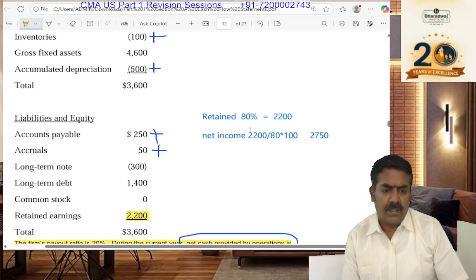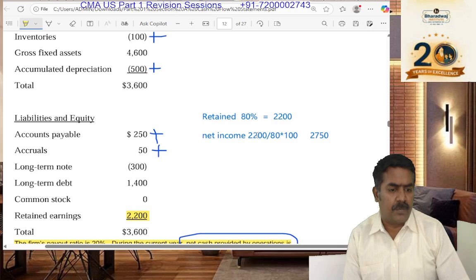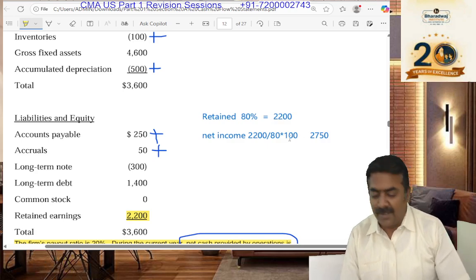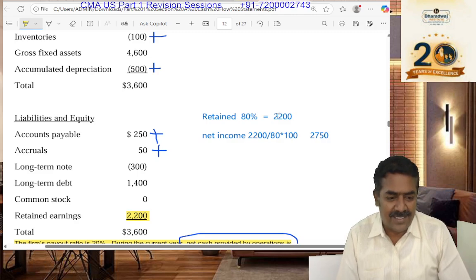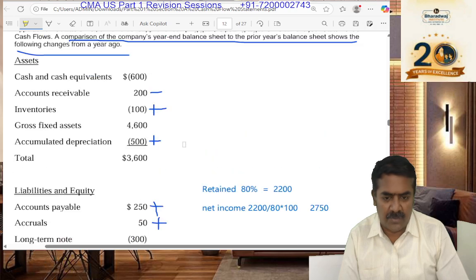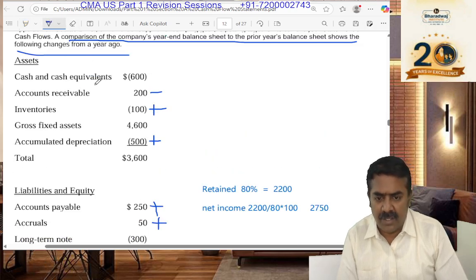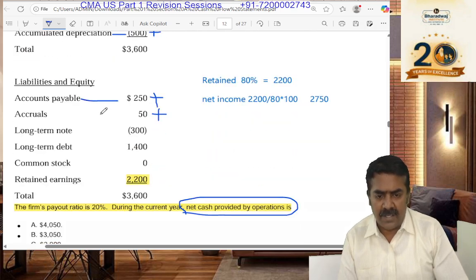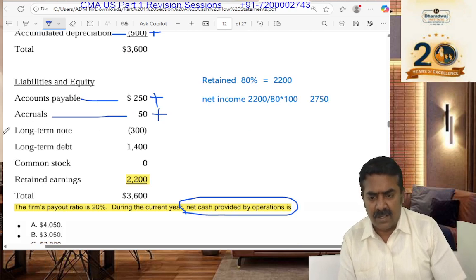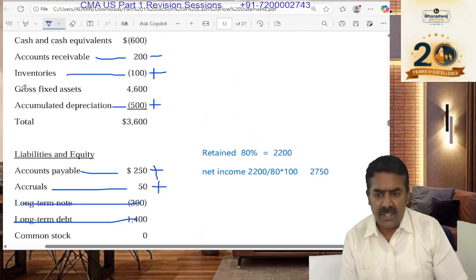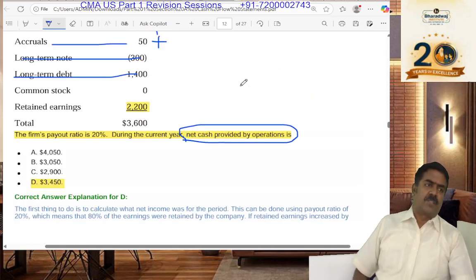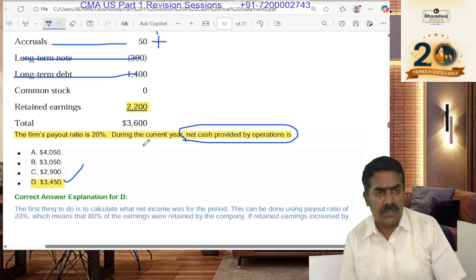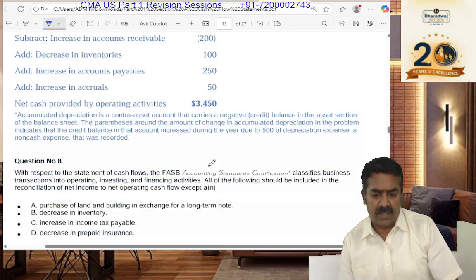I repeat, 80% retained is 2,200 means what would have been the net income? So 2,200 is 80% now. What is 100%? 2,750. Accounts receivable increased, so we reduce. Increase in current assets. Inventory decreased, so we add it. Accumulated depreciation is a non-cash expense, we add back. Accounts payable increased, we add back. Accruals increased, we add back. We are not bothered about long-term note, they are non-current liability. Financing activity. Even gross fixed assets increased, there is an investment activity. Adjust this, you get how much? 3,450. This is what they would have done.